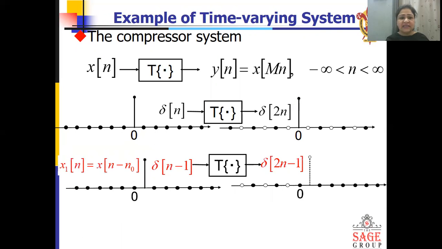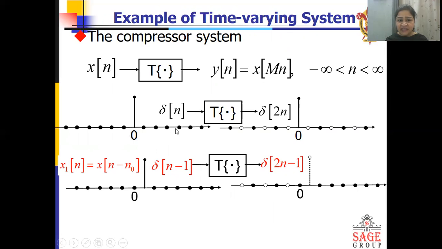Now consider, say, the compressor system. The compressor system will time scale any signal by a factor, say, capital M. Now, if the input is x[n], then y[n] will be x[Mn], where capital M is the scaling factor. Now, say I take capital M as 2. So if I'm giving x[n], then I should get x[2n]. Now say the input is delta[n], I give it to the system and I get delta[2n].